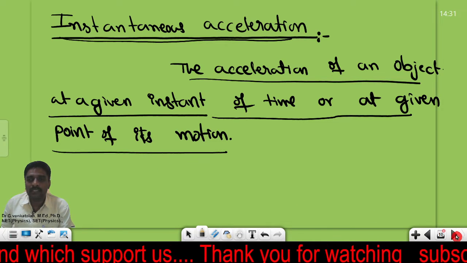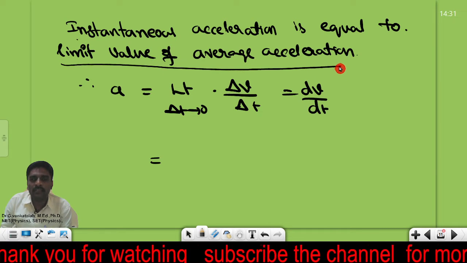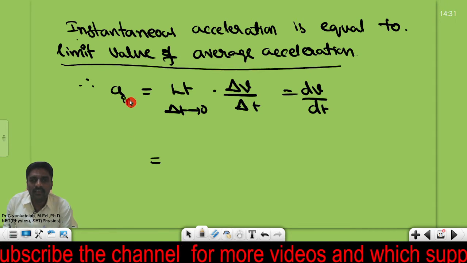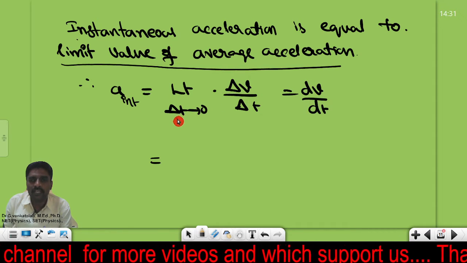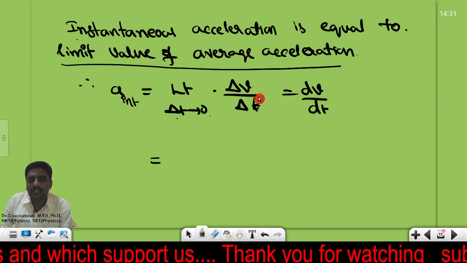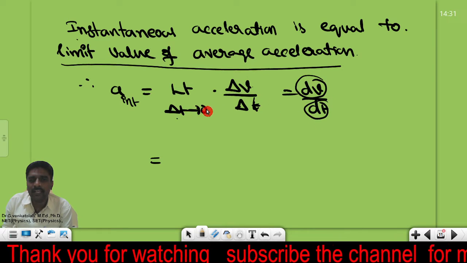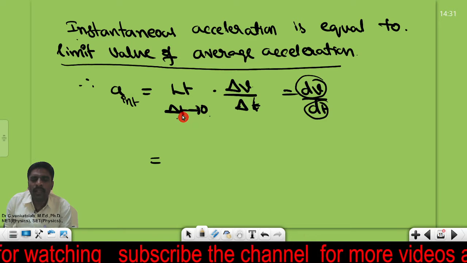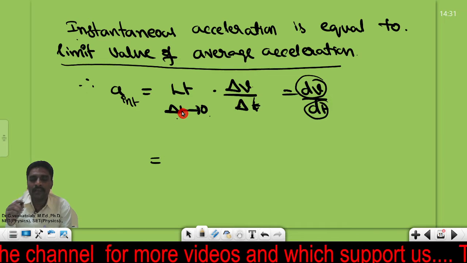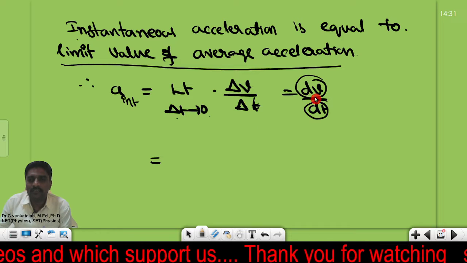The mathematical expression for the instantaneous acceleration is very important. The limit value of the average acceleration will provide the instantaneous acceleration. A instantaneous is equal to the limit of delta t tends to 0 of delta v by delta t, so we will get dv by dt, where delta t tends to 0. What does it mean? The time period is going to be the smallest value. That means we are measuring the acceleration of the body over a short interval of time. That is very important.